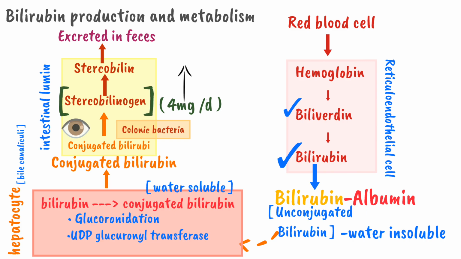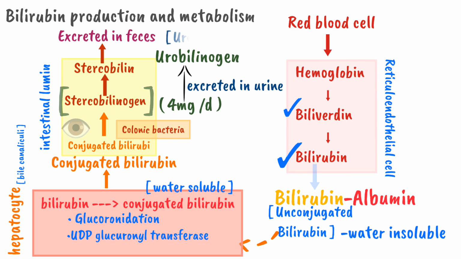And in the urine, it is called urobilinogen. This urobilinogen can be further oxidized to form urobilin, and this will give a characteristic yellow color to urine. In short, the bilirubin which is excreted in urine is called urobilinogen, while the bilirubin which is excreted through feces is called stercobilinogen.